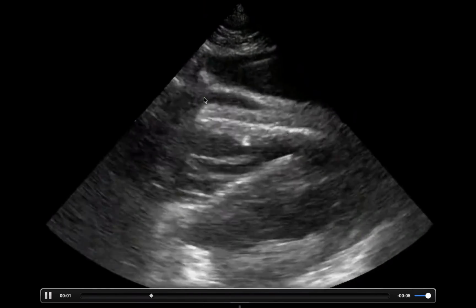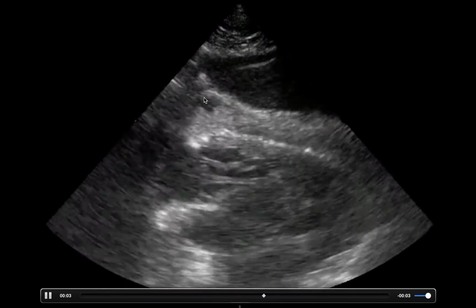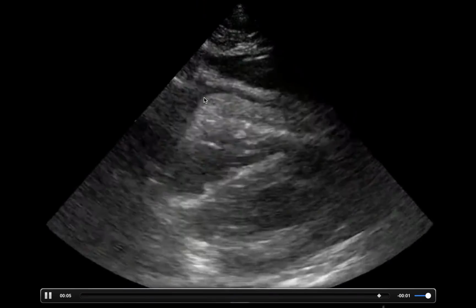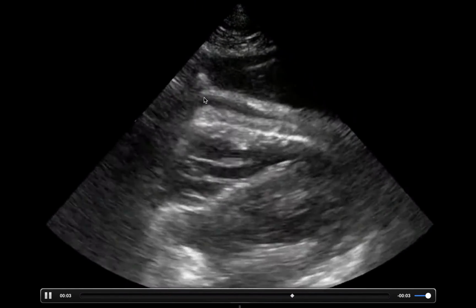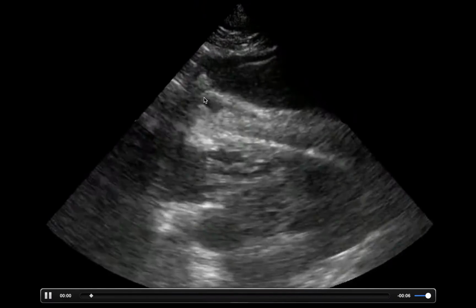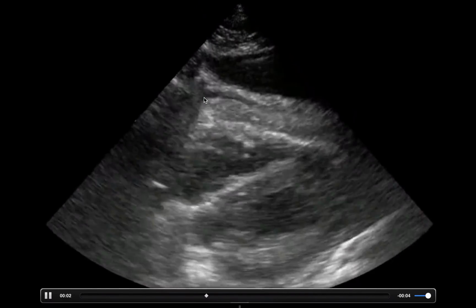The main way that you differentiate it is that it is moving along with the heart. It's stuck to the heart, because it's fat that's stuck on the heart. So if it's moving with it, it's very likely to be fat stuck on the heart. If it moves separate from it, it's more likely to be an effusion or clot.